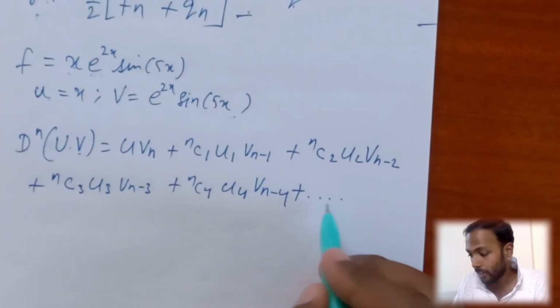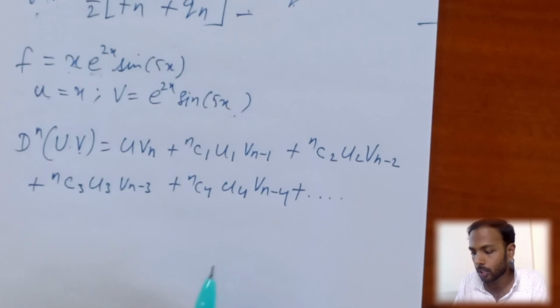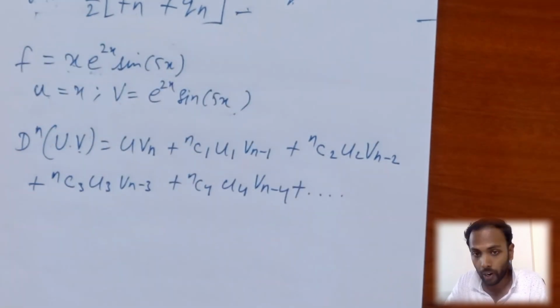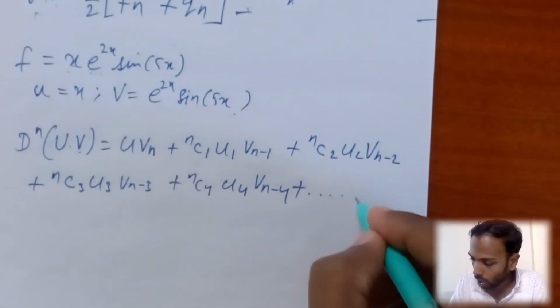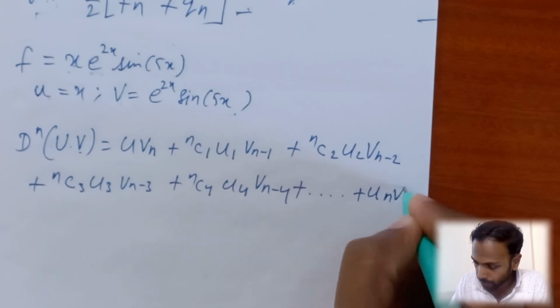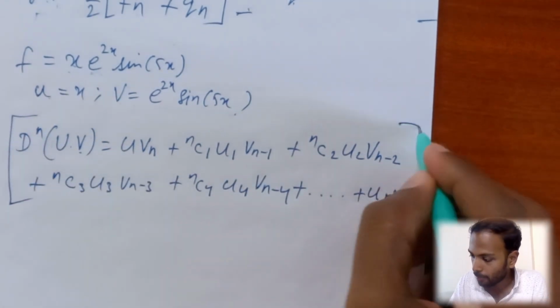There are many terms. We don't know how many terms. I'll tell you how many terms there are for this solution, how to find it and all that. It goes on and on until this is the last term. So this is the Leibniz formula.